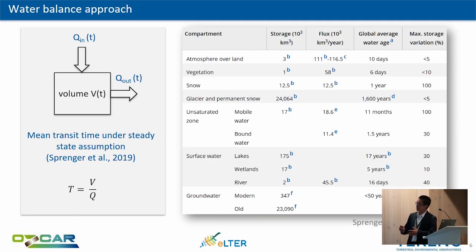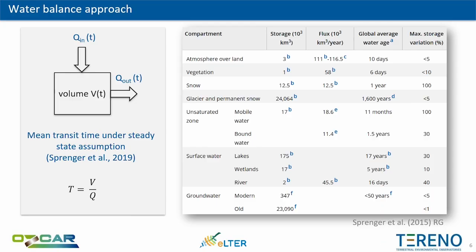For example, using this approach, Springer et al. were able to estimate the mean transit time for different hydrologic systems at a global scale. The mean transit time in the unsaturated zone could be a year or more, in surface water could be days to several years, and in the groundwater could be several decades. Stream flow consists of water from the unsaturated zone and also from the groundwater. So in a very rough estimation, we can say the mean transit time of stream flow could be several days to several decades.